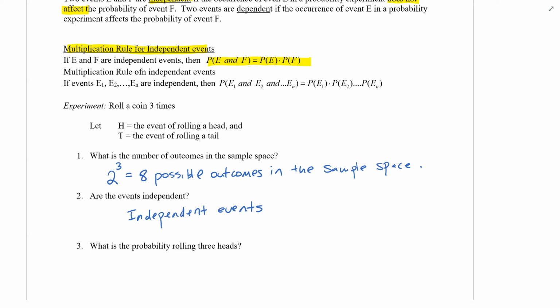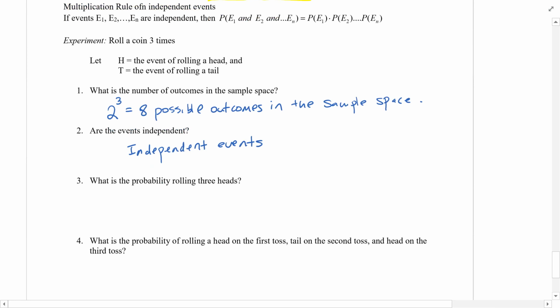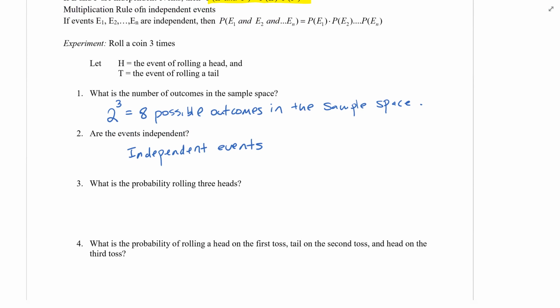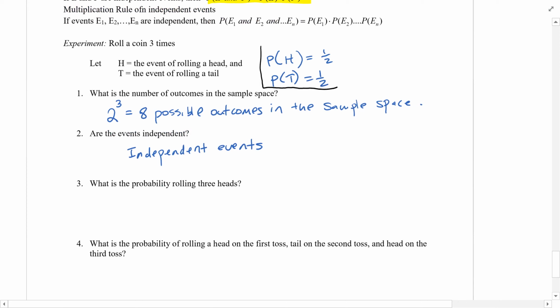Number 3, what is the probability of flipping 3 heads? We kind of found that one in 1a using the sample space, but let's think about it. P of head, when I flip a coin once, is 1/2, equal to head or tail. And so P of tail is also 1/2. So that is if I flip the coin once. Now let's think about it. If I flip it 3 times, we know the events are independent.